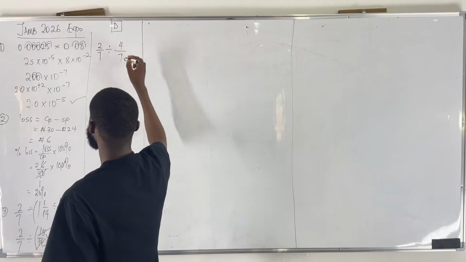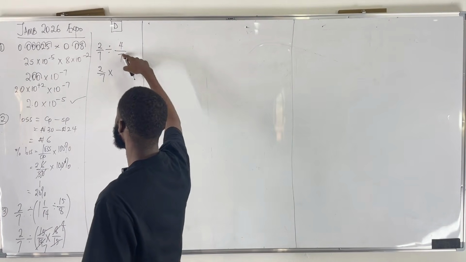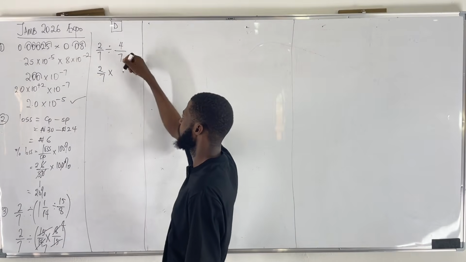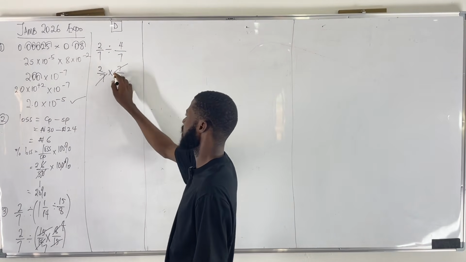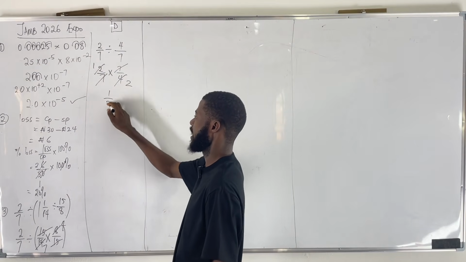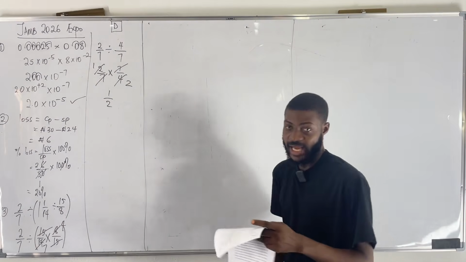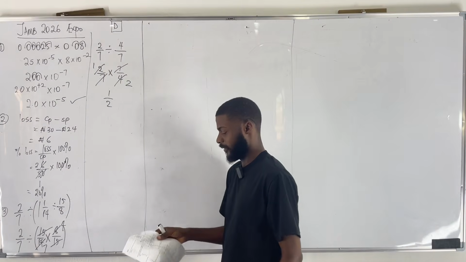divided by 7. Now this is 2 over 7 times, I can flip this, so the 7 goes up, 4 will come down. So that's 7 over 4. So 7 will cancel out 7, 2 here is 1, into 4 is 2. So the final answer is 1 over 2. So that's E. So that's the final answer to that very question, 1 over 2.